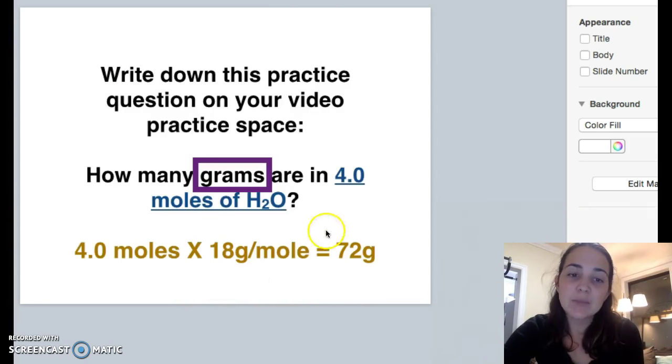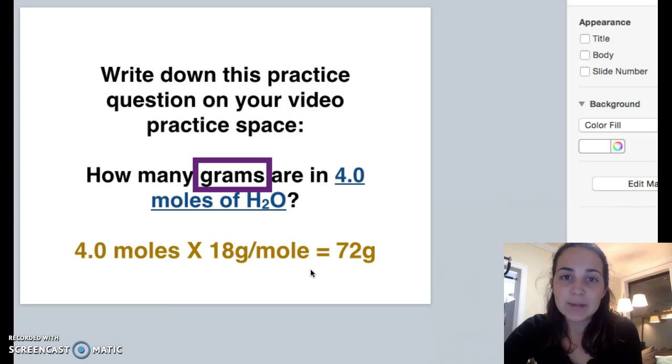So looking back at this problem, we know that we started with 4 moles. That given number is the number that I'll use in this equation. I'm going to use 4 moles, multiply it by my molar mass, and when I plug it into a calculator, I find that I get 72 grams. That means that there are 72 grams of H2O in 4 moles of H2O.